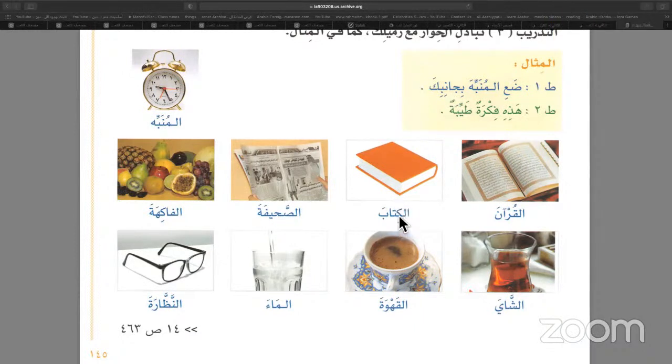Okay, next one for Fatima. Okay, next one for Ahmed. Oh, Fatima is here. Yes, Fatima, go. ضع الكتاب بجانبك. Put the book close to you. هذه فكرة طيبة. This is a good idea. Very good. Okay, so بجانبك though is next to you, not close to you, next to you. All right, let's do the next one for Ahmed.